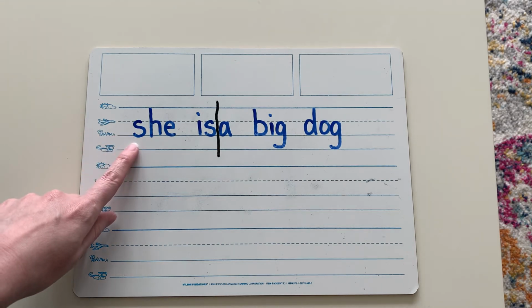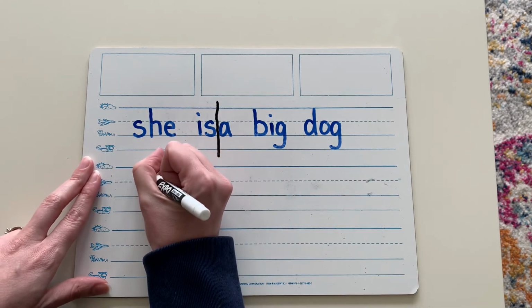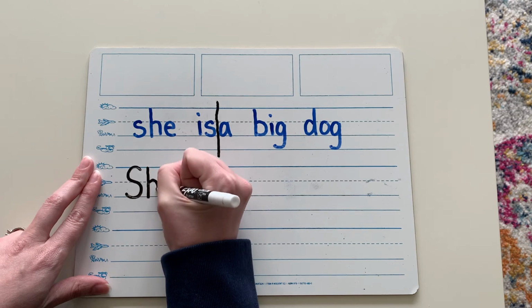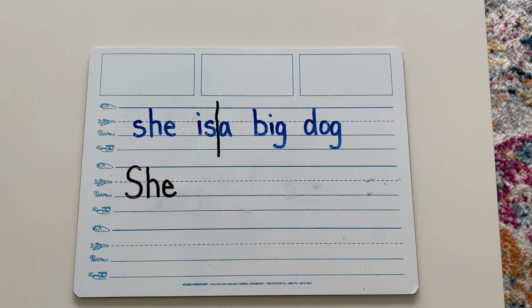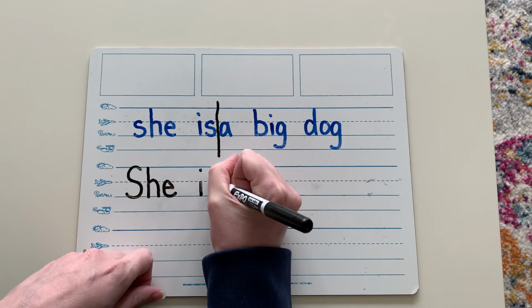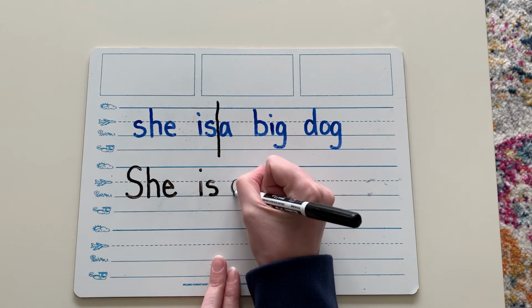Look at the beginning. Is that an uppercase S or a lowercase s? And what does it need to be? An uppercase S. So when I go to rewrite it, make my uppercase S, H, E, she. It's one of our sight words that we should already know. She is, so we're going to put our space, the open. She is, make sure we definitely have a space here.